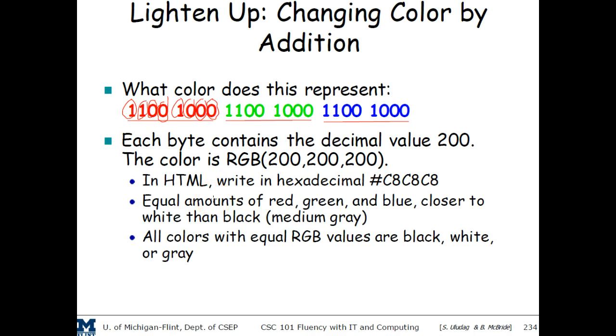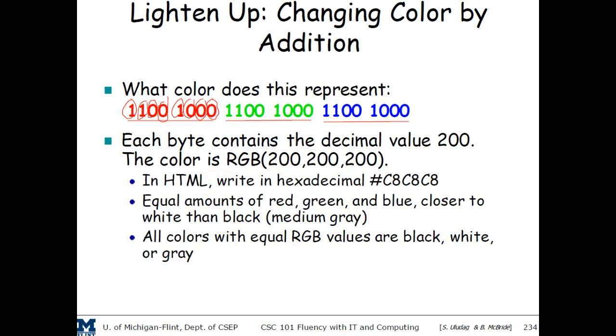Whenever you have numbers between 0 and 255, and all red, green, and blue values are equal, you'll have this level of gray, in this case close to 255, the maximum, which would be white. So 200 is sort of a medium gray color.